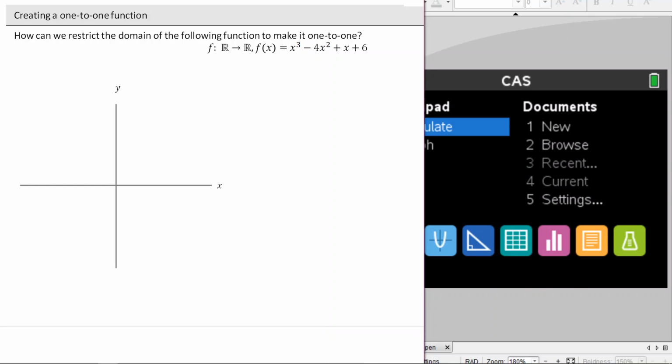Welcome. So in this part, what we're going to be doing is creating one-to-one functions by restricting the domain. So how can we restrict the domain of the following function to make it one-to-one? Currently we have a domain of all real numbers, and this is our rule. Let's begin by just sketching what we've been given here.